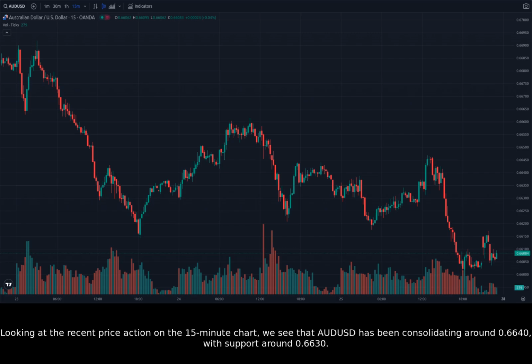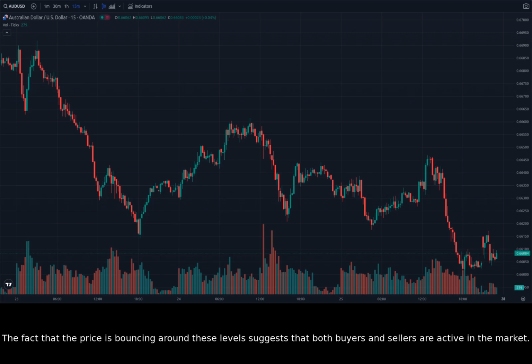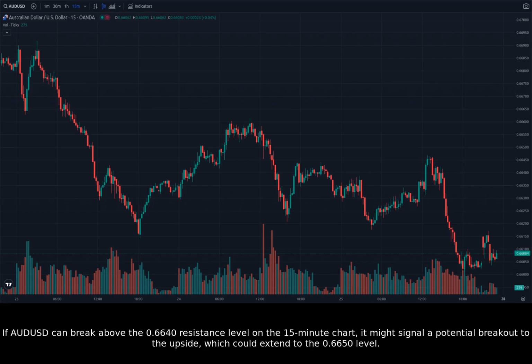Looking at the recent price action on the 15-minute chart, we see that AUDUSD has been consolidating around 0.6640, with support around 0.6630. The fact that the price is bouncing around these levels suggests that both buyers and sellers are active in the market. If AUDUSD can break above the 0.6640 resistance level on the 15-minute chart, it might signal a potential breakout to the upside, which could extend to the 0.6650 level.